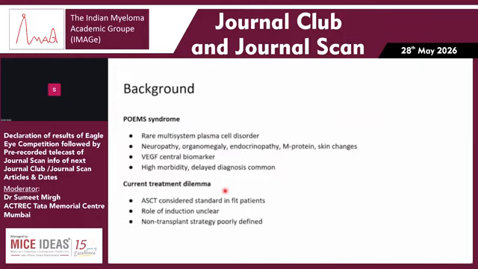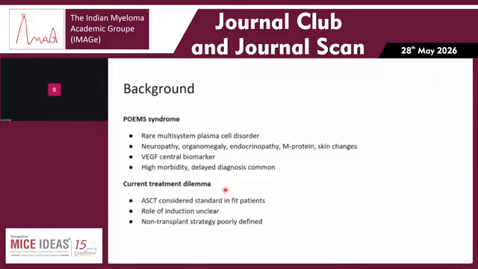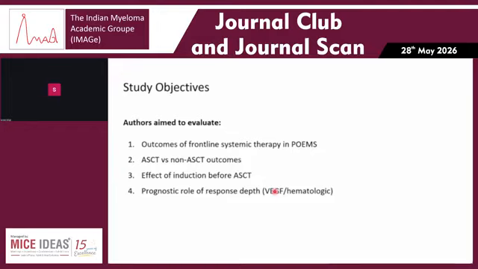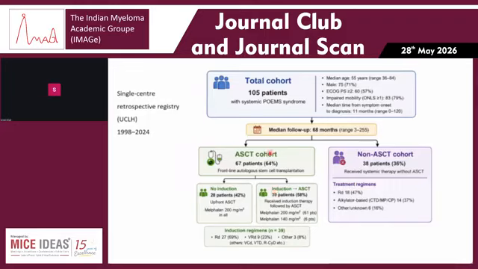POEMS, as we all know, is a multi-system plasma cell disorder, and VEGF is the central biomarker. Autologous transplant is considered standard in fit patients, but the role of induction and the non-transplant strategies are not very clear. Authors have tried to evaluate the outcomes of frontline systemic therapy in POEMS, transplant versus non-transplant outcomes, effect of induction before transplant, and the prognostic role of depth of response.